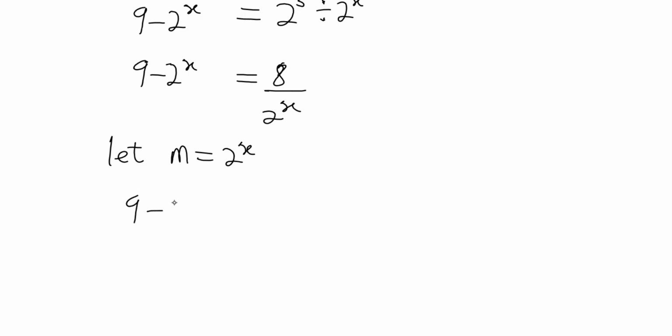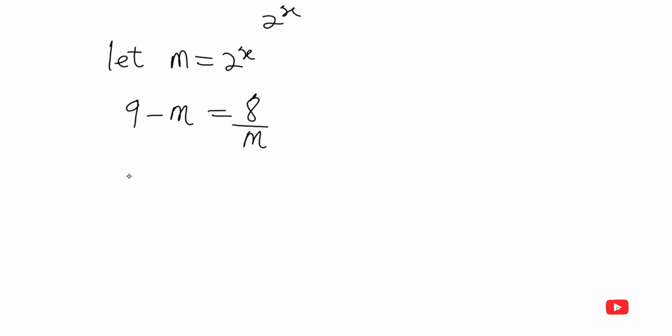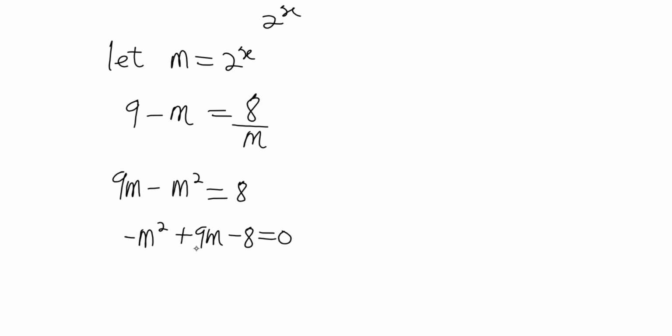So 9 minus m is equal to 8 out of m. Here we can multiply through by the LCM, and that is m, and that gives us 9m minus m squared is equal to 8. By grouping like terms, we have minus m squared plus 9m minus 8, which is equal to 0. From here, we can multiply through by -1 in order to make the coefficient of m squared positive. So that is m squared minus 9m plus 8, which is equal to 0.